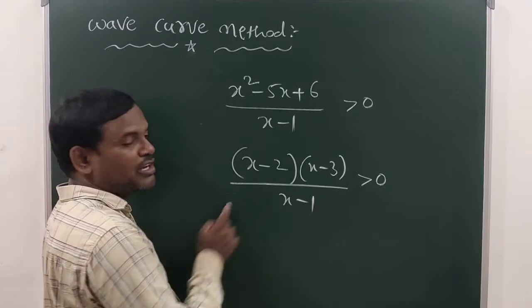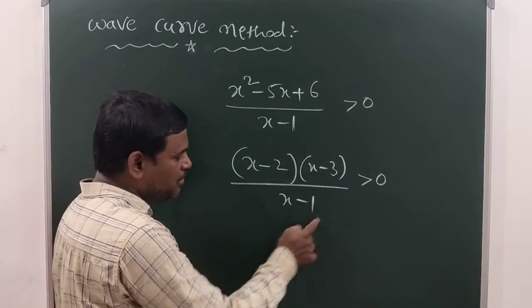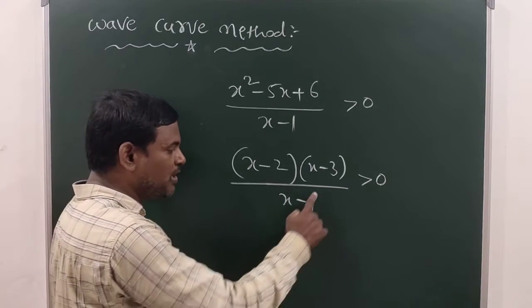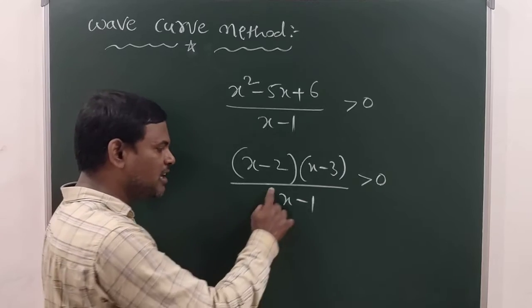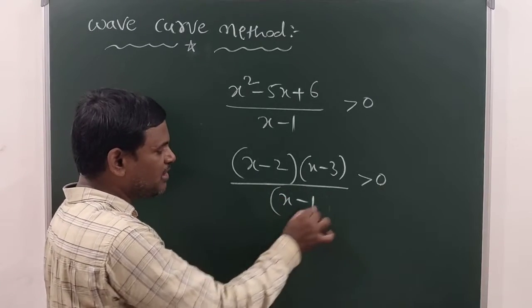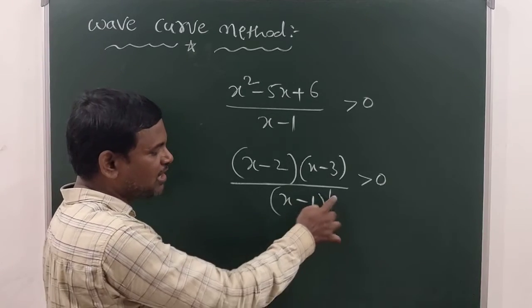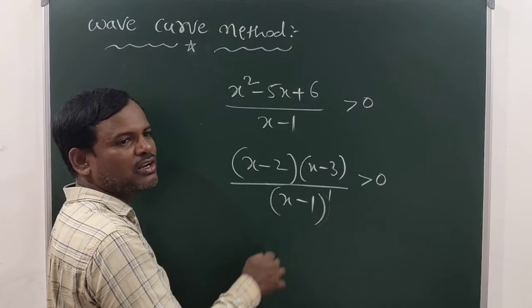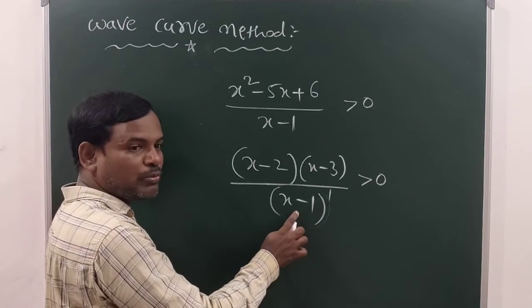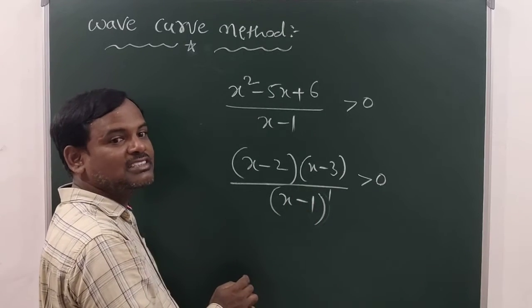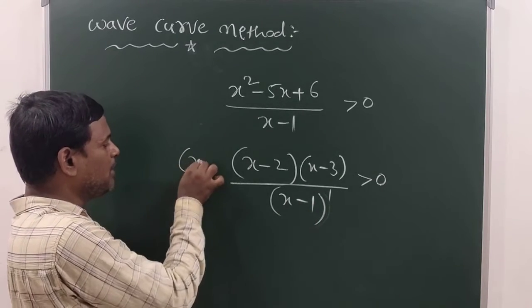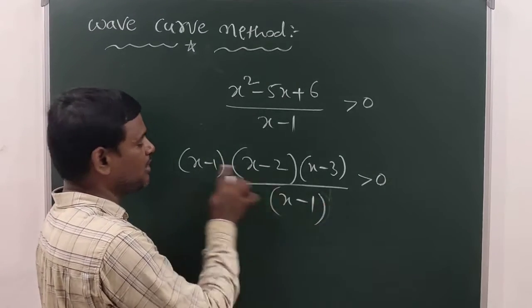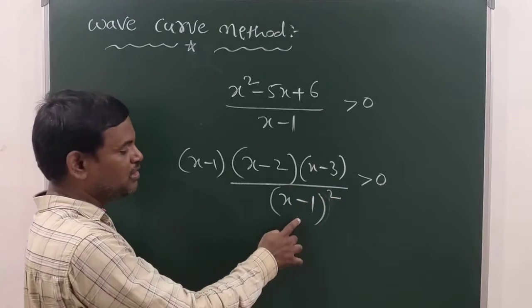observe the denominator. Whether it is positive or negative, how do we say? We cannot say. If it has an even exponent, you can say it is positive, but here nothing is given, which means the exponent is 1. So it has an odd exponent, which means we cannot confirm the sign of this denominator, whether it is positive or negative. So you have to make the power of the denominator even. How can we make it? By multiplying numerator and denominator with (x minus 1), so that here you get (x minus 1) whole square. Now it is positive.